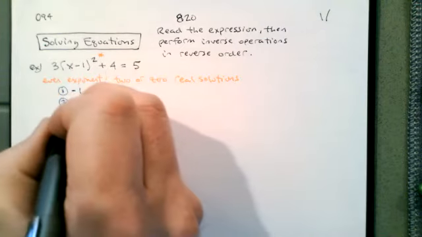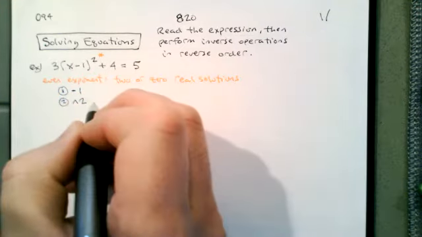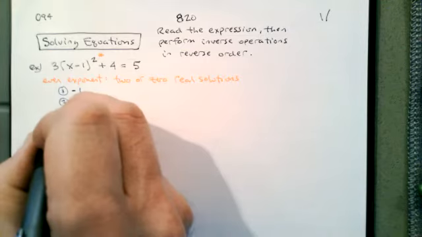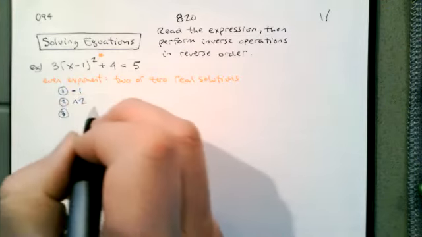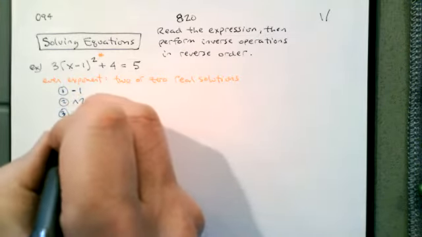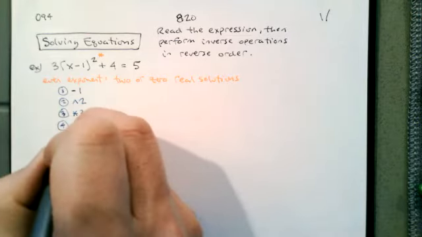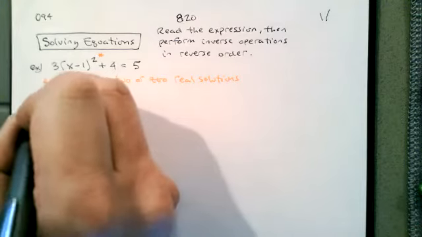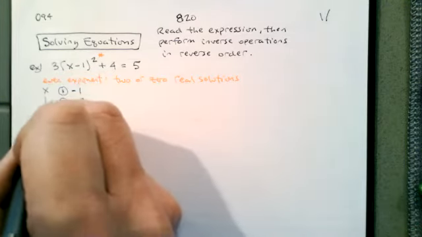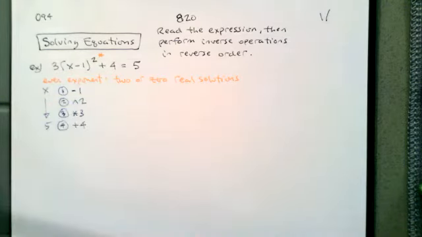So now we do an even exponent of 2. That's where our 2 solutions are going to show up. And then third, we'll multiply by 3. And fourth, we'll add 4. So here are the 4 operations that turn an x into a 5. And this is how we'll come up with our plan for doing inverse operations in reverse order.